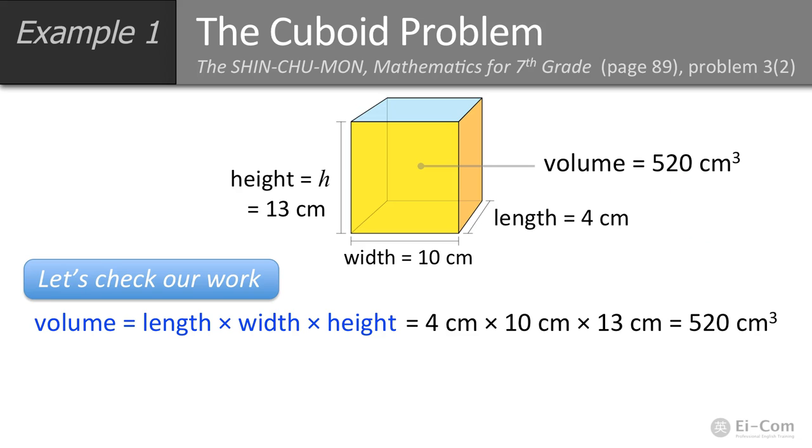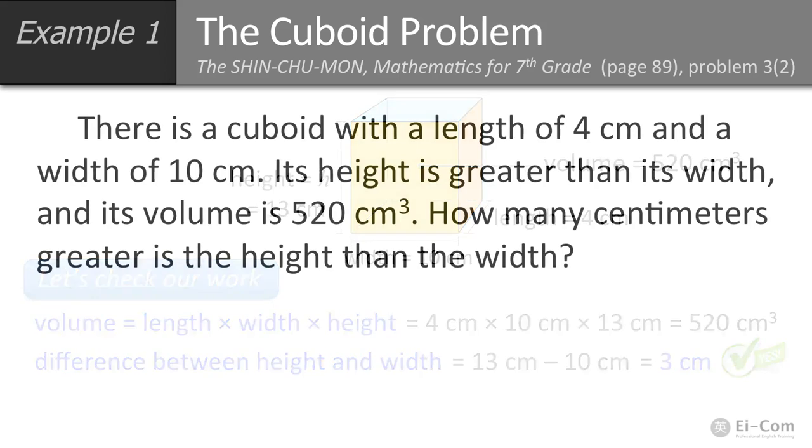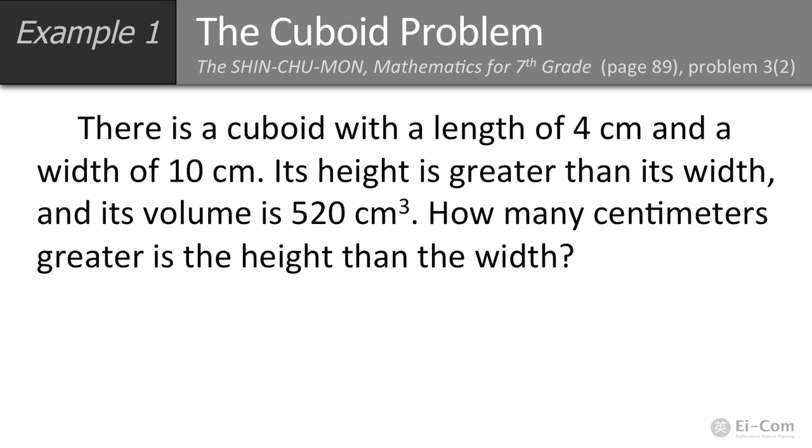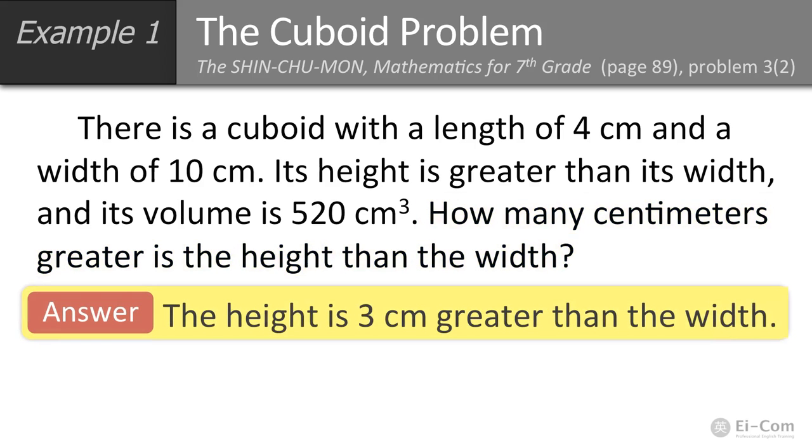And, checking the difference between the height and the width of the cuboid, we get 13 centimeters minus 10 centimeters equals 3 centimeters. So that too is fine. Going back to the original problem, we can now answer the question, how many centimeters greater is the height than the width? The answer is, the height is 3 centimeters greater than the width.